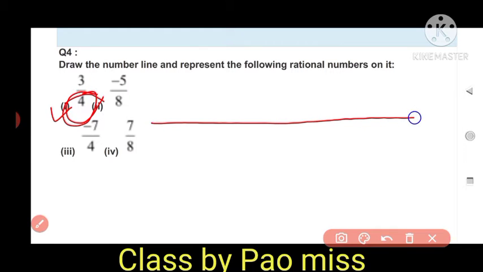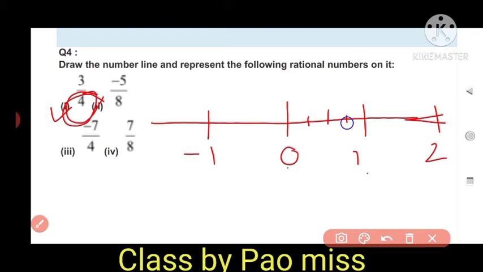Now we know 0. Here it will be 1 and here it will be minus 1, isn't it? Then next will be here 2. Now these are units, isn't it? 1 unit, 2 unit, in this way. Between all these units, according to the denominator, you have to divide them. Now 0 to 1 unit, how much will you divide? 4.